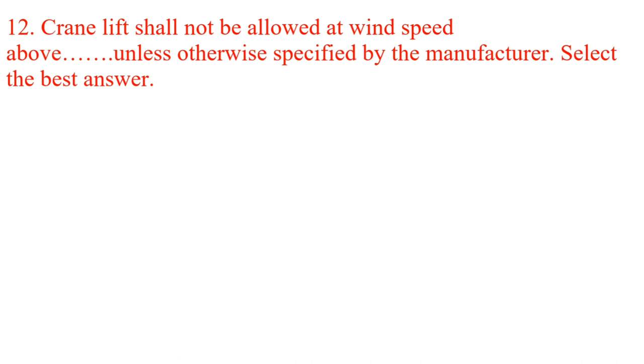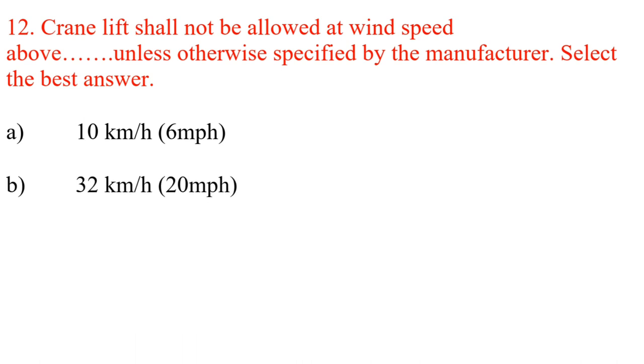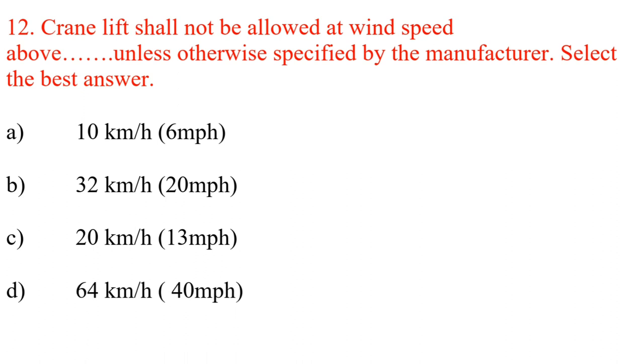Question 12. Crane lift shall not be allowed at wind speed above what, unless otherwise specified by the manufacturer? Select the best answer. A. 10 km per hour, 6 miles per hour. B. 32 km per hour, 20 miles per hour. C. 20 km per hour, 13 miles per hour. D. 64 km per hour, 40 miles per hour. Answer. B. 32 km per hour, 20 miles per hour.